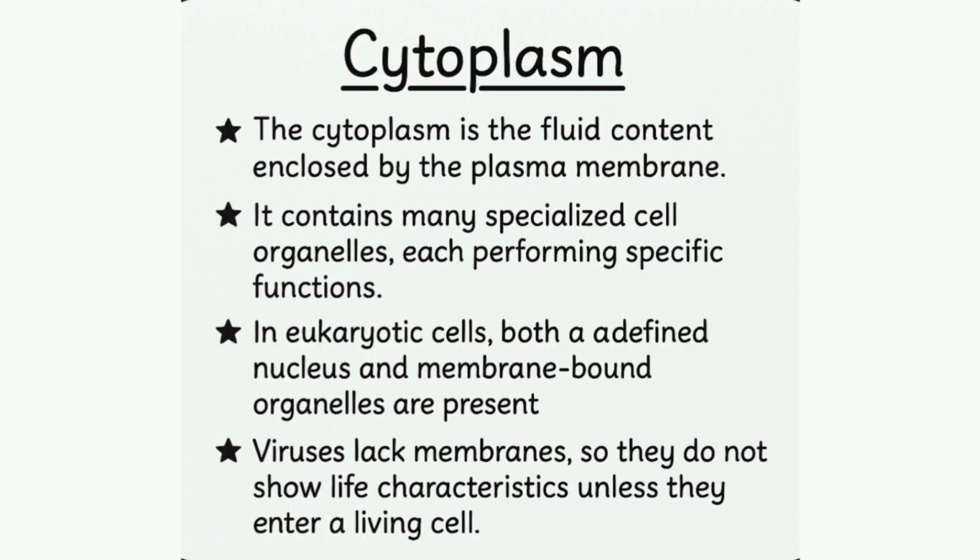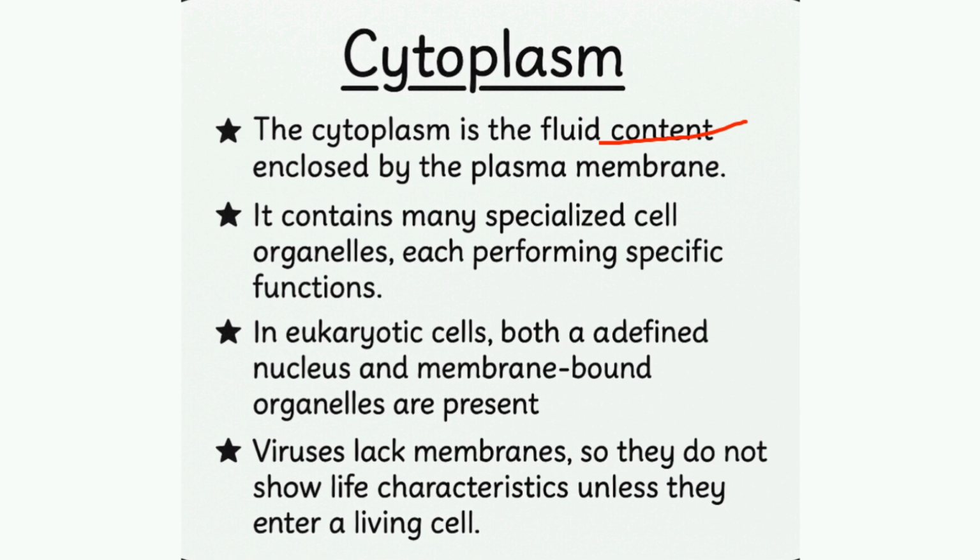In both onion peel and cheek cell slides, the region inside the cell membrane which takes up very little stain is called the cytoplasm. The cytoplasm is the fluid part inside the cell membrane found in all cells. That is, the cytoplasm is the fluid content enclosed by the cell membrane or plasma membrane. It contains various organelles that carry out specific functions to keep the cell working, or it contains many specialized cell organelles, each performing specific functions. In eukaryotic cells, these organelles are enclosed by membranes.